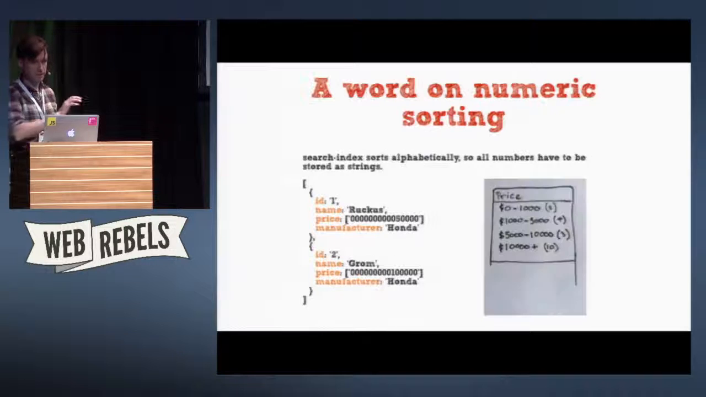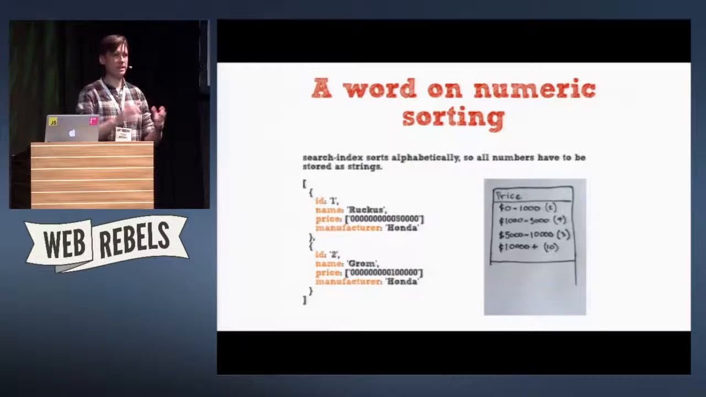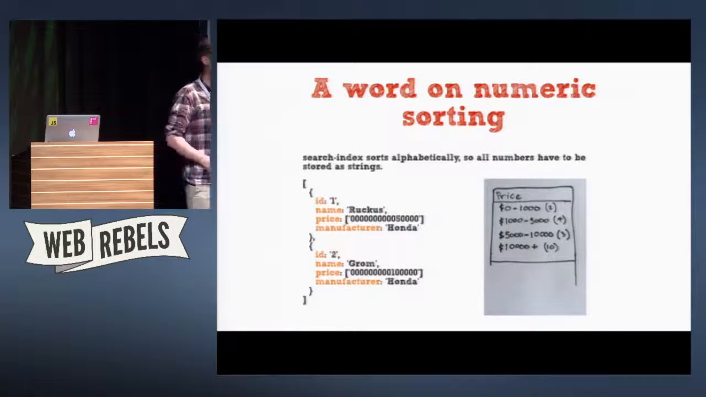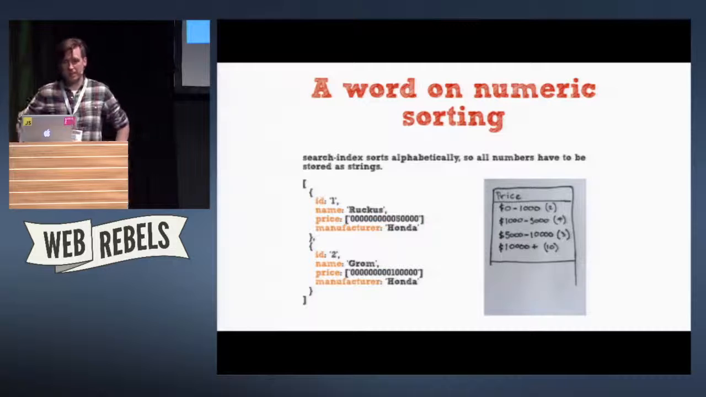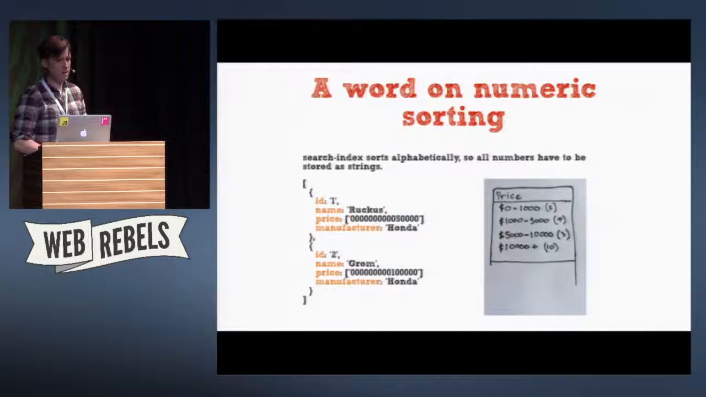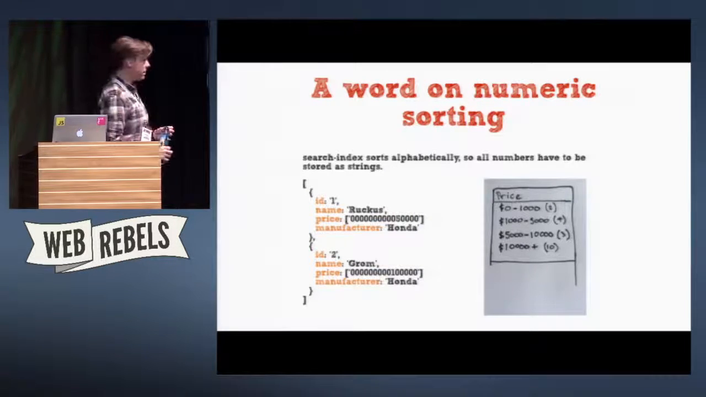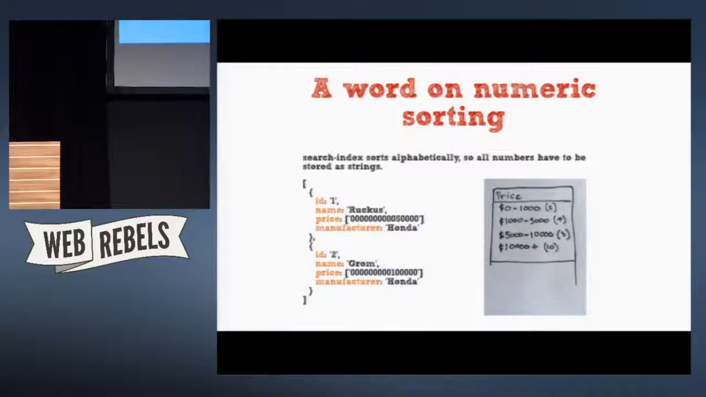Just a word on numeric sorting, because one of the really cool things about search index is that it doesn't have any types in it. So you don't have to specify if a field is a date, or an int, or a string, because search index just assumes that everything's a string. That makes it, in some ways, quite easy to do stuff. Generally, I think that you save a lot of effort by not having types, but one consequence of that is that everything will be sorted alphabetically. So you can't sort numerically.